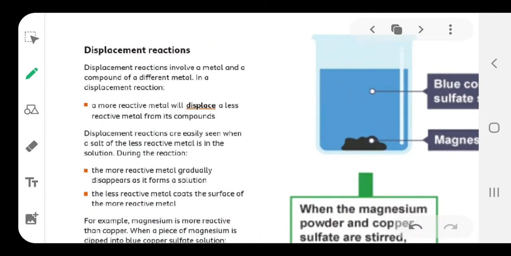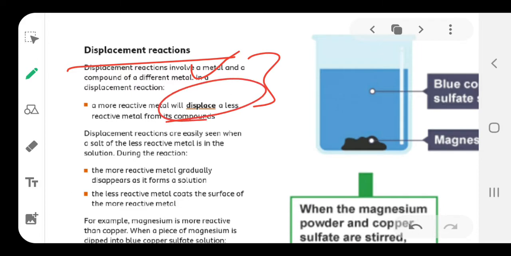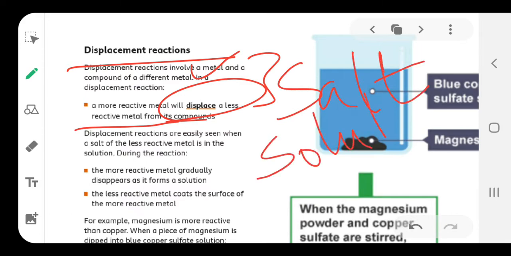Now this is the example that I have just told you. So first is displacement reaction. So underline the definition. So it is a reaction in which a more reactive metal displaces the less reactive metal, write down further, from its salt solution. This you have to write for the definition. So a more reactive metal displaces the less reactive metal from its salt solution.